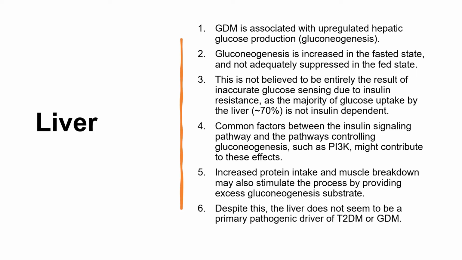Common factors between the insulin signaling pathway and the pathways controlling gluconeogenesis, such as PI3K, might contribute to these effects. Increased protein intake and muscle breakdown may also stimulate the process by providing excess gluconeogenesis substrate. Despite this, the liver does not seem to be a primary pathogenic driver of type 2 diabetes mellitus or gestational diabetes mellitus.